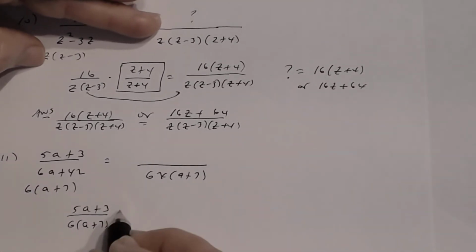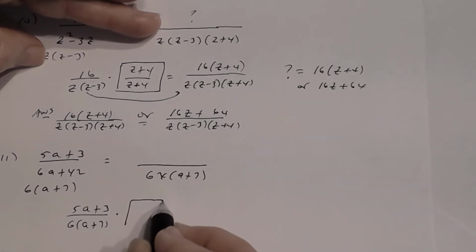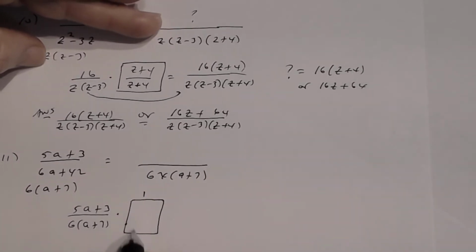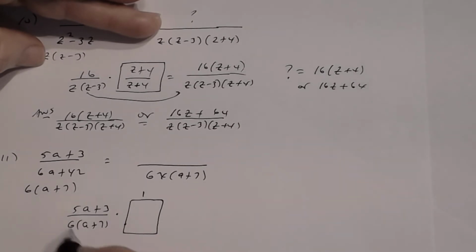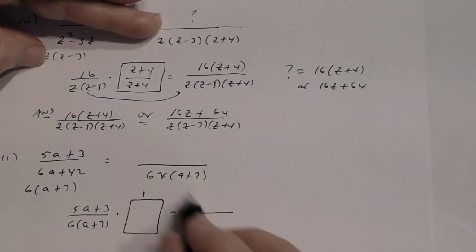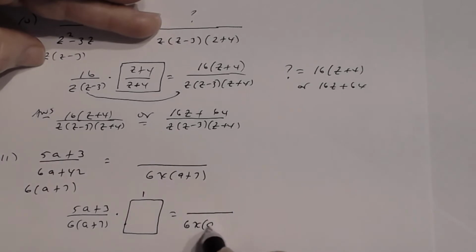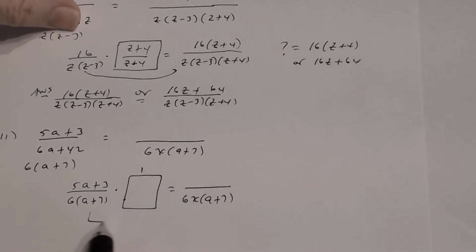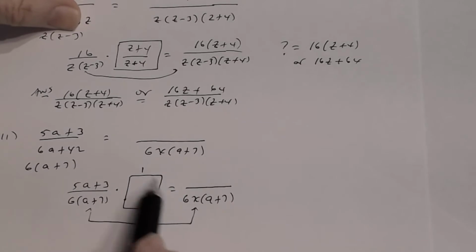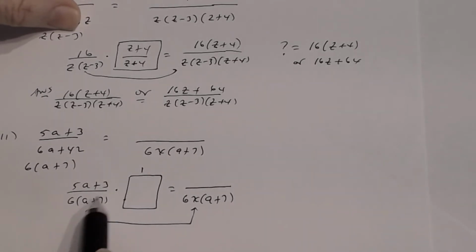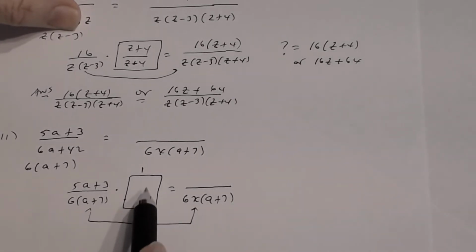Notice factored form. I've got to multiply this by some rational expression that's equal to 1, because 5a plus 3 divided by 6 times a plus 7 times 1 is still this. But I want to get a denominator that looks like this instead. So I want to get an equivalent rational expression. These two rational expressions are equivalent because this is a 1 right here. So this times this is this, and that's equal to this as well, as long as this is a 1.